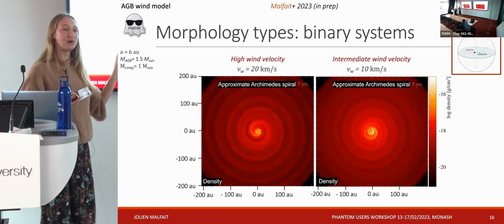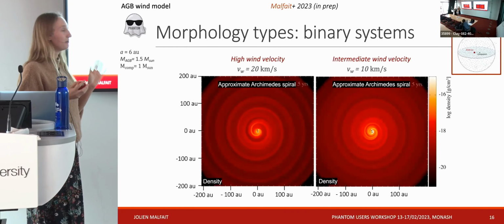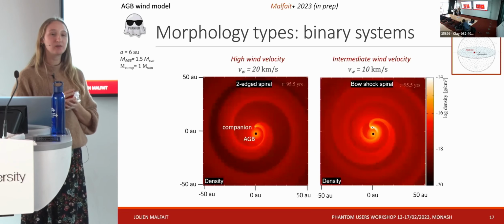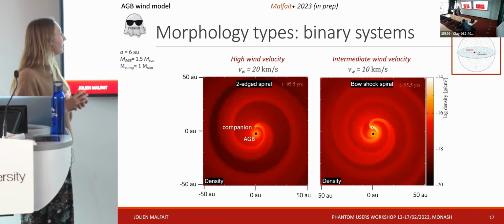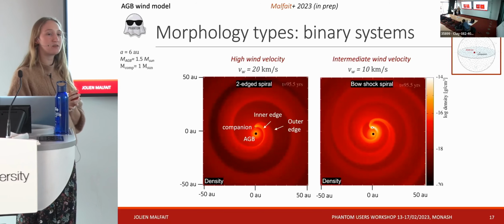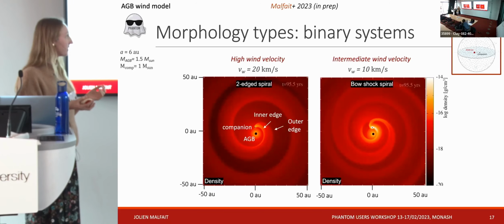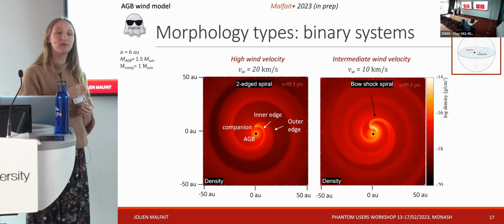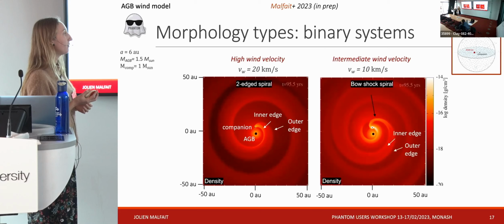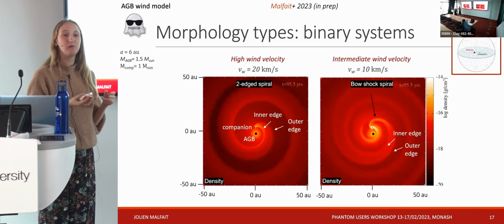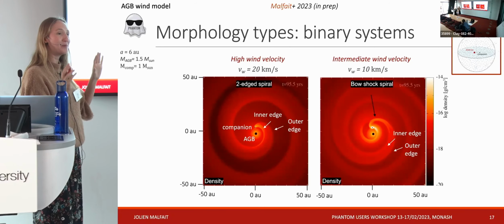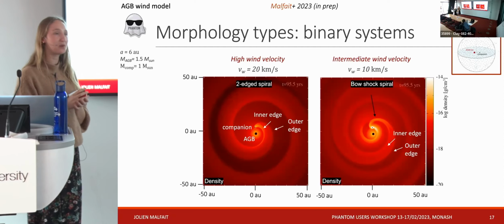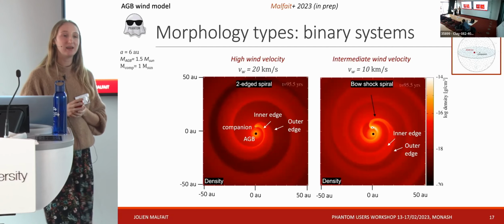So then we come back to the orbital plane, and we're going to take a look at what the difference is between these two models. So we do this by zooming in to the structures closer to the stars. And then in the first one, we see that there is a two-edged spiral structure attached to the companion. But in the second one, there is actually a bow-shock spiral that originates in front of the companion. And then this bow-shock spiral also becomes a two-edged spiral, such that the global morphology in the orbital plane looks quite similar. It's 2 times the Archimedes spiral structure, but close to the companion, something else is happening.